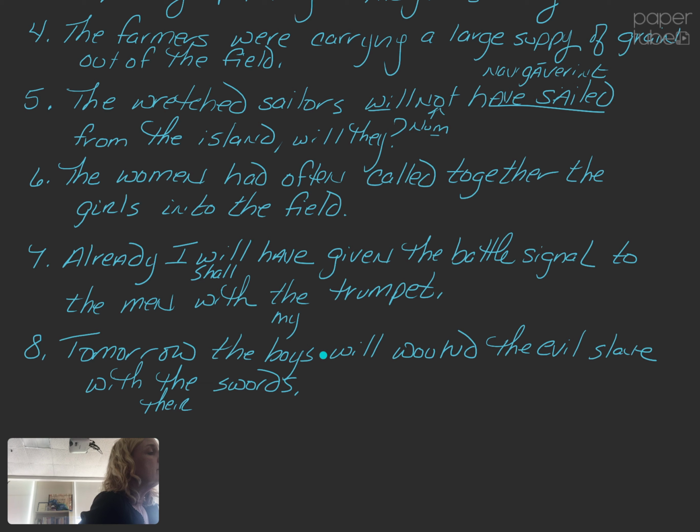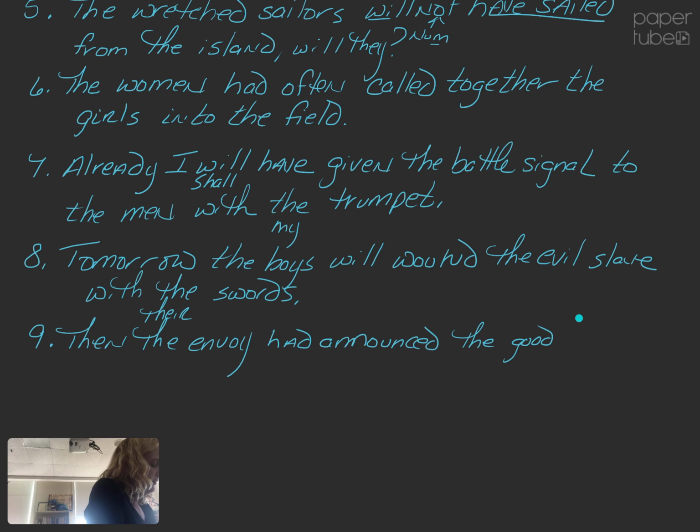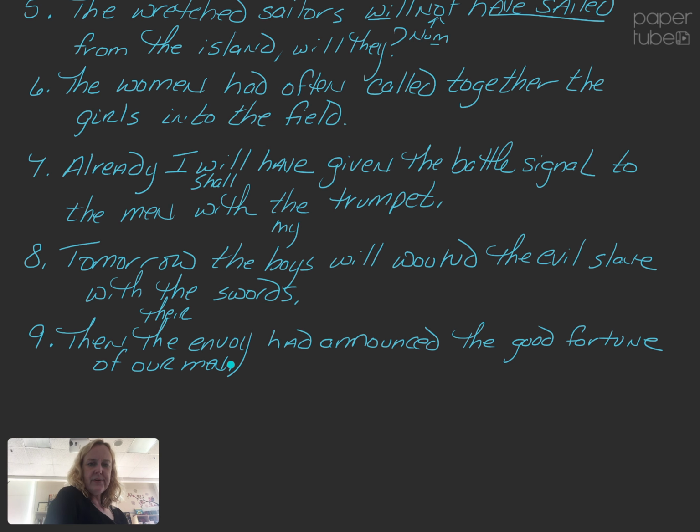Tum legatus bonam fortunam nostrorum nuntiaverat. Number 9. Tum, then, legatus, the envoy, or legate. What did he do? Nuntiaverat, pluperfect. The envoy had announced bonam fortunam, the good fortune, nostrorum, noster, nostra, nostrum, our, but it's plural genitive, of our what? Substantive, of our men. It could be the good fortune of our things, but I don't think so. I think men makes more sense. You have a battle, he runs back to the town to let you know the good fortune of our men.